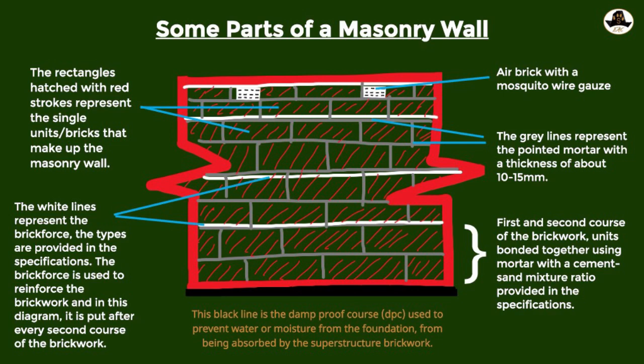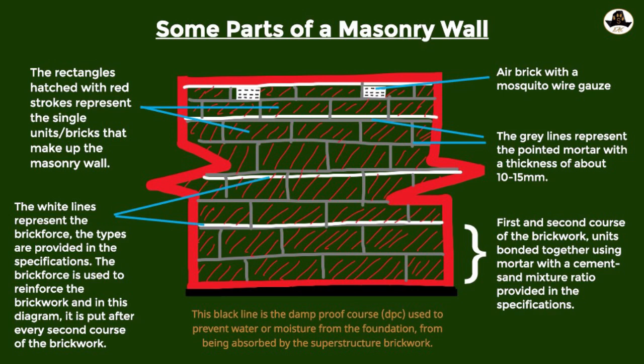And then we have the white lines, which represent the brick force. The types are provided in the specifications. So this brick force is put between bricks. The brick force is used to reinforce the brickwork, and in this diagram it is put after every second course of the brickwork. So the courses are like the rows of the bricks. Yes, the rows of the bricks.